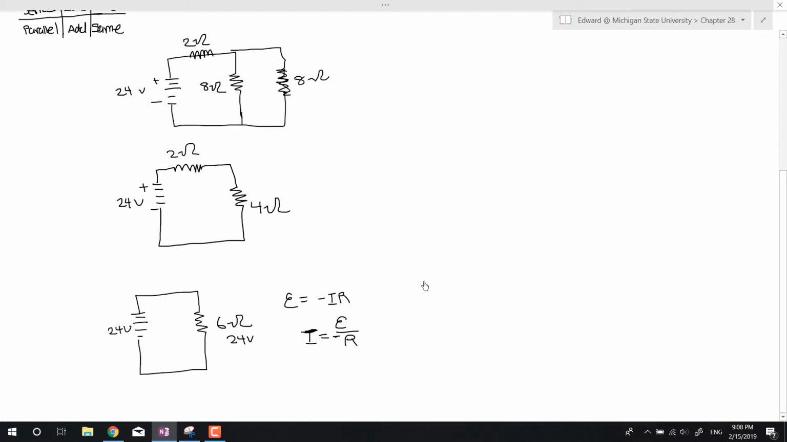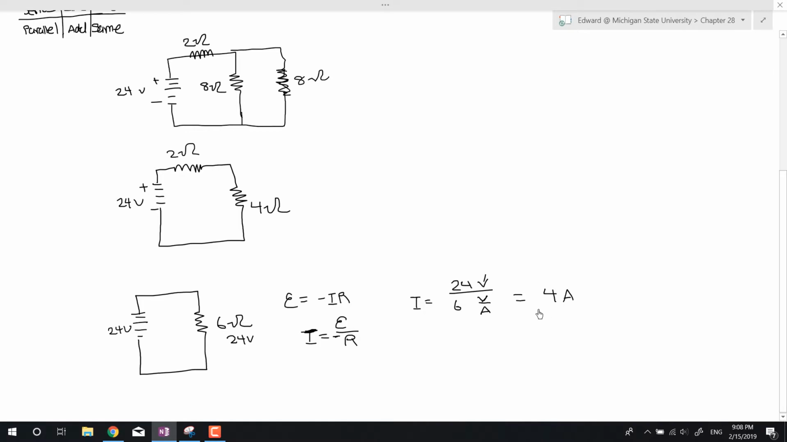Anyways, we can solve this because we have everything we need. The current I is equal to 24 volts divided by the R, which is 6 ohms, or that's also V over A, I'm sorry, V over ohms. These will cancel and we get amps. So 24 divided by 6 is just 4 amps.